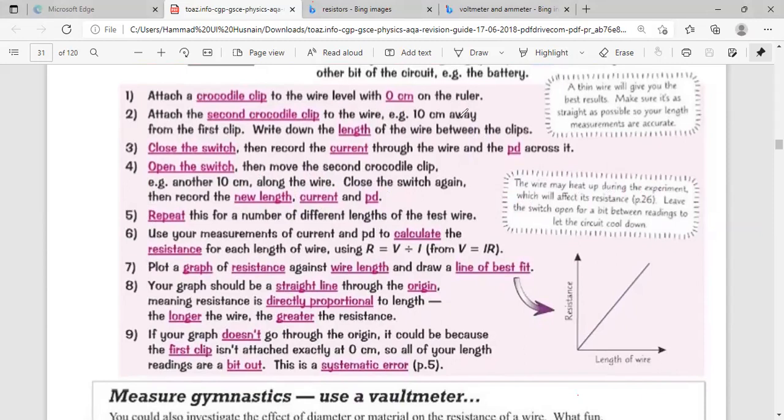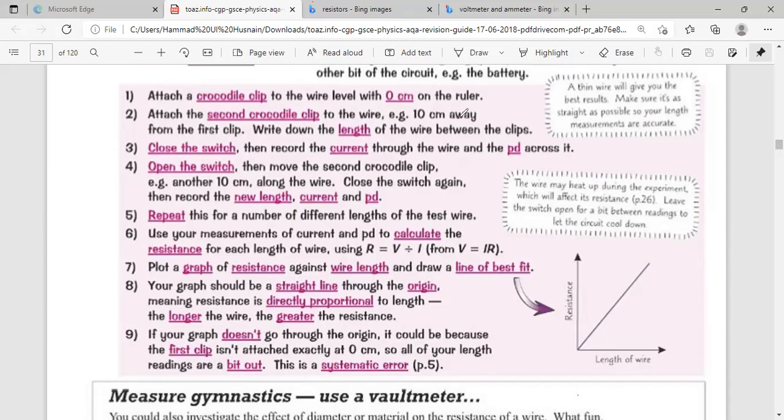So we cannot measure the resistance directly. Rather, what we do is measure the potential difference and the current using the formula. We measure the voltage and the current through a voltmeter and ammeter, and then we use those two things in order to calculate the resistance, right?